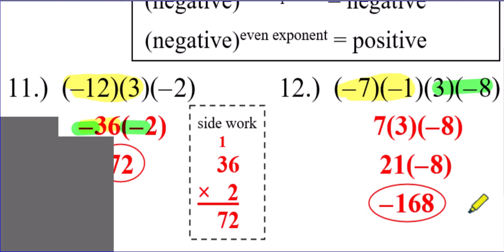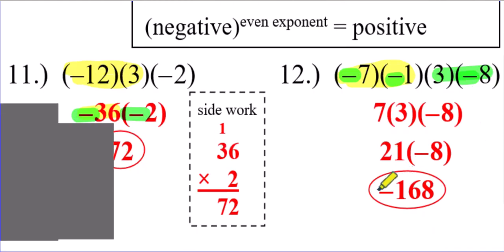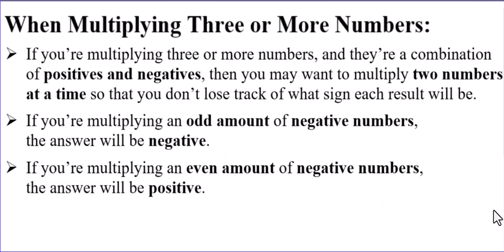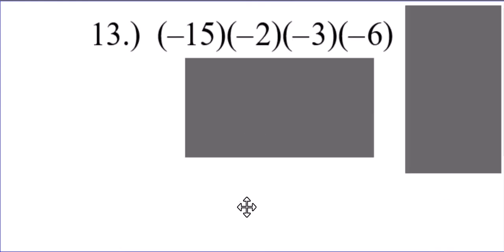So if you showed your work differently, that is fine if you still got the same answer at the end. And again, we had 1, 2, 3 negatives. That's an odd amount of negatives. And look, your final answer was negative, just like I told you it would be if you have an odd amount of negatives that you're multiplying together. All right, problem number 13.